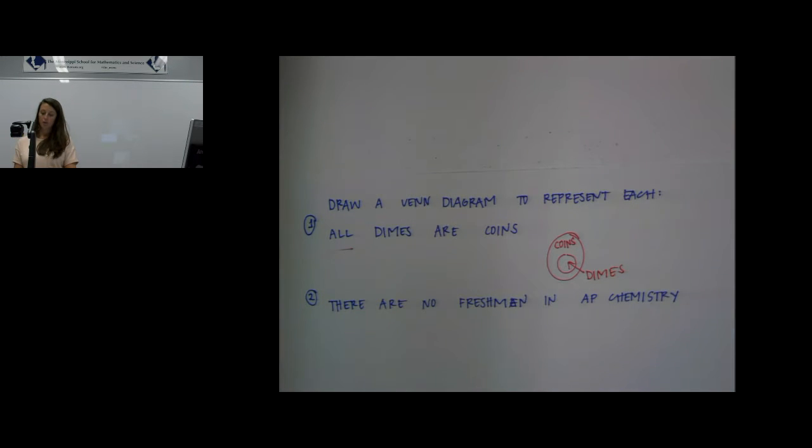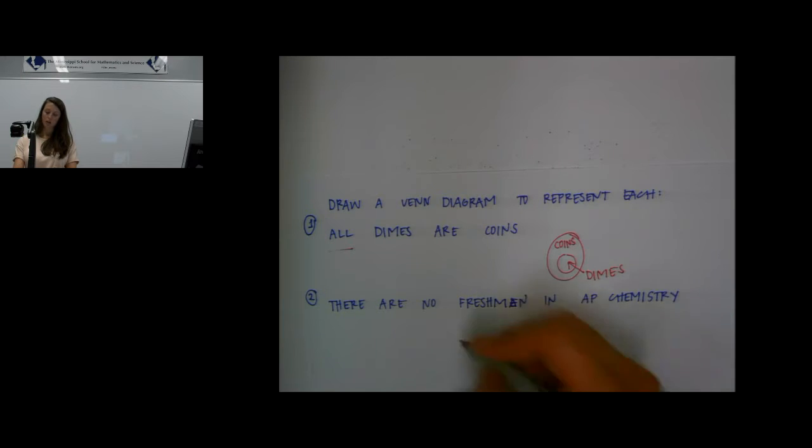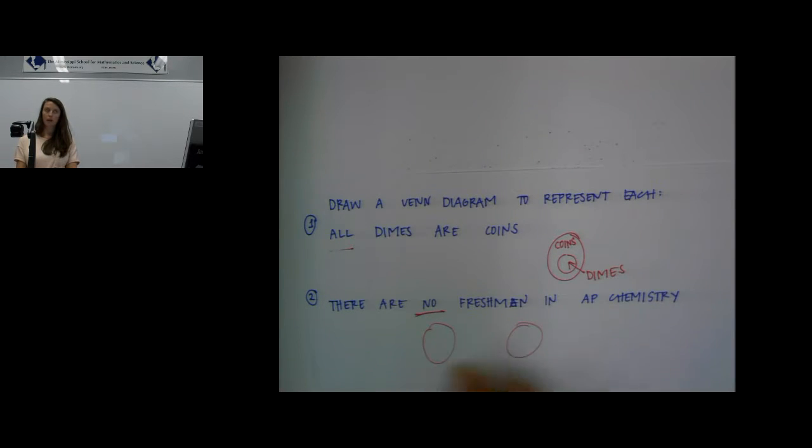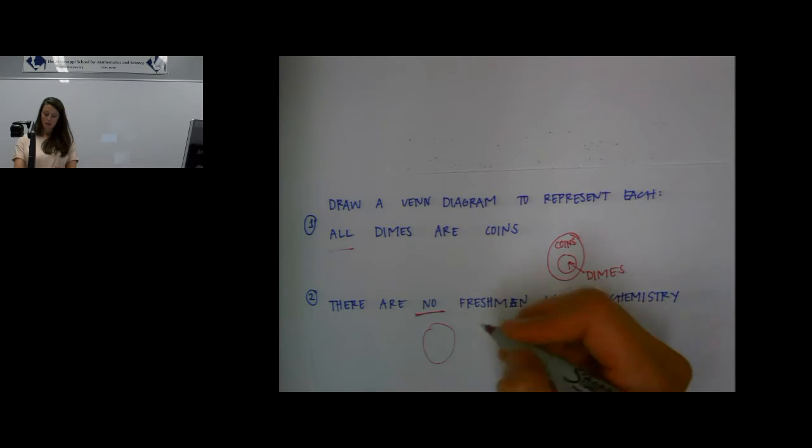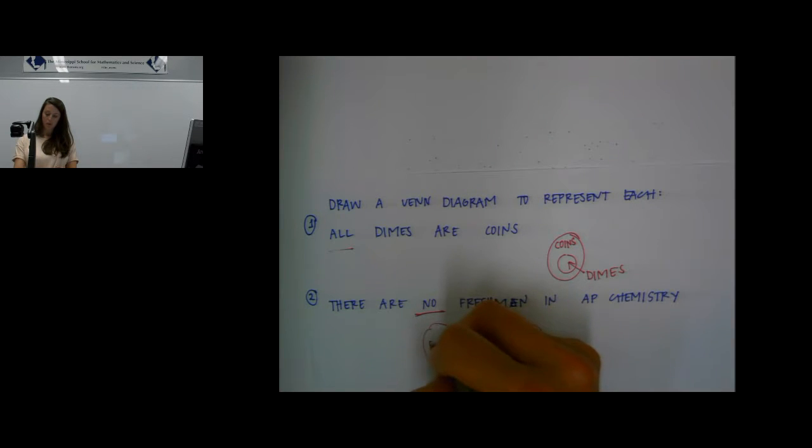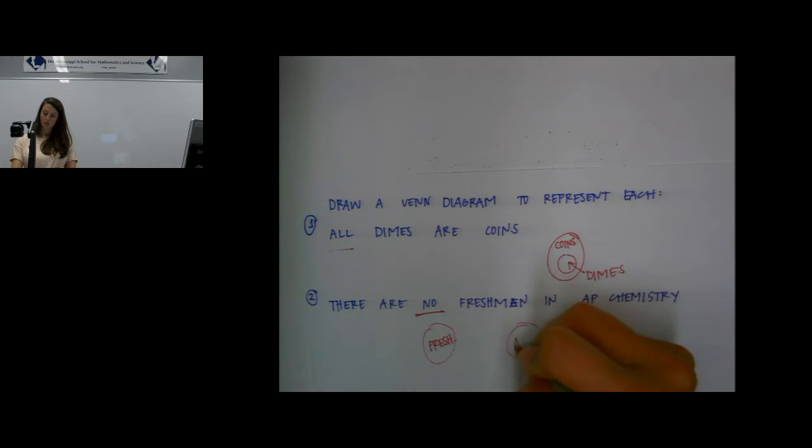Okay, there are no freshmen in AP Chemistry. So "no" right there means that I'm going to have two disjoint circles. I'm not going to have anything connected there. So one is going to be my freshmen, and this other one is going to be AP Chemistry.